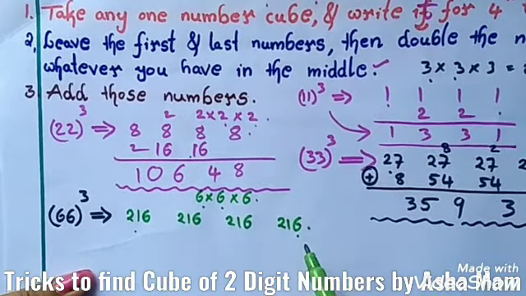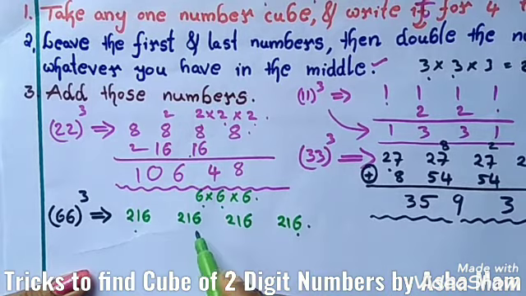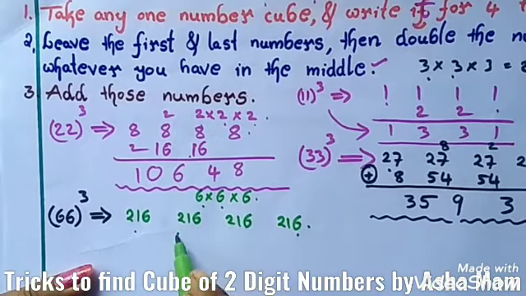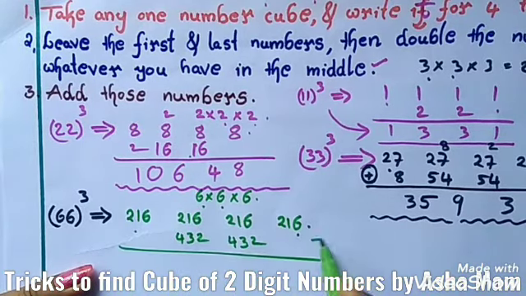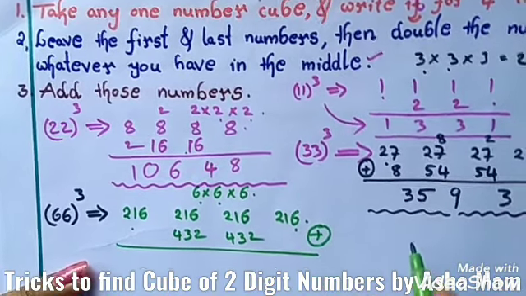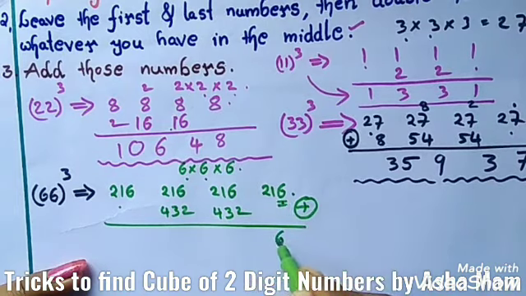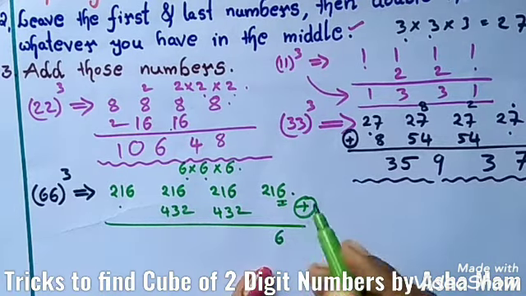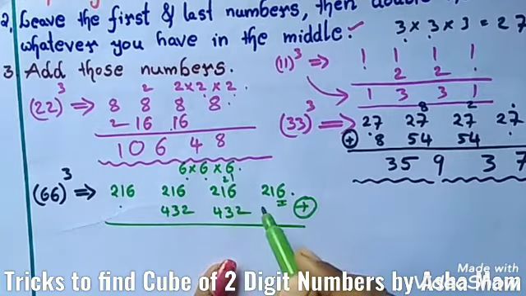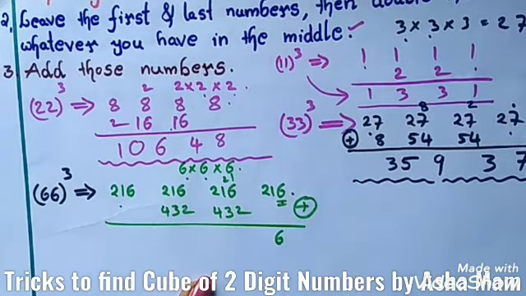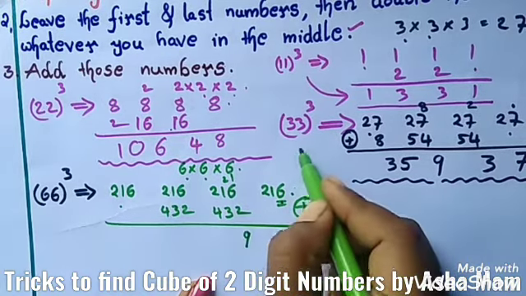Leave these two numbers and the middle numbers you have to double them. 216 into 2, 432. Here also 432. Now you have to add them. Here 216 means you have to take this number only 6 and 21 is carried forward, and 432 plus 216 plus 21, that should be 669. So 9 is here, 669.